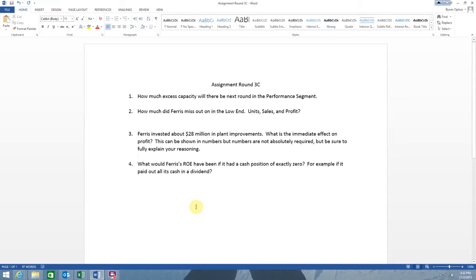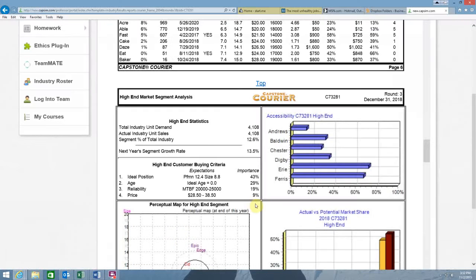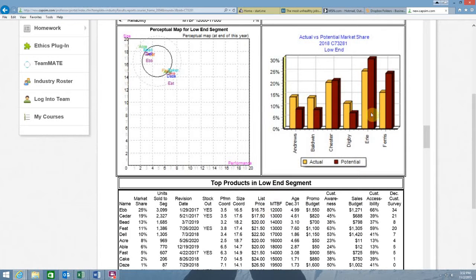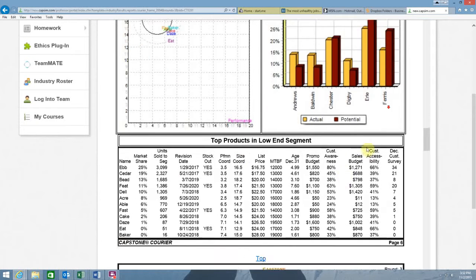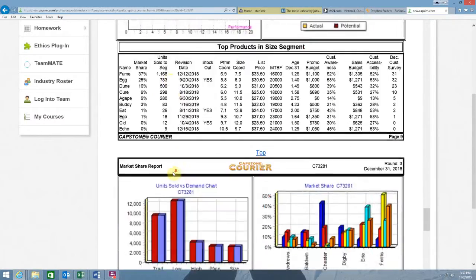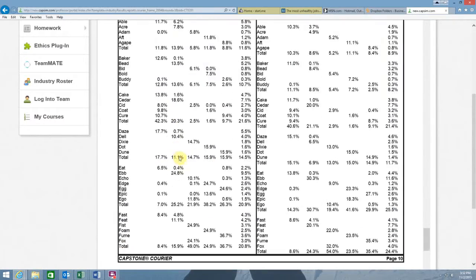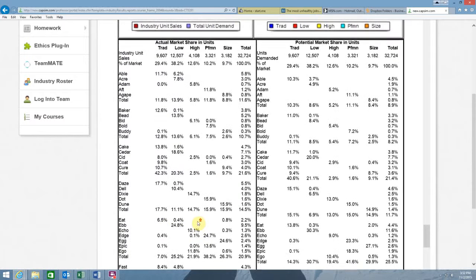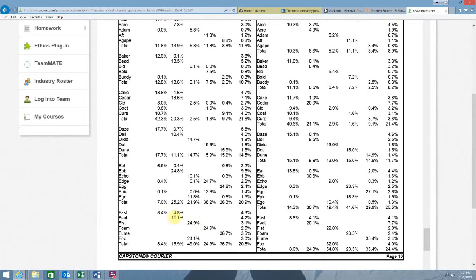How much did Ferris miss out on in the low end? So here I want unit sales, and I've added another twist. I want you to tell me in the profits. So again, here's the low end, and so we see that they had a potential here, and actual here. So they gave up 6 or 7% in the low end. But you need to come down and use the numbers down here, right? Ferris, low end, right? It's this one. Okay, it's their product, right?